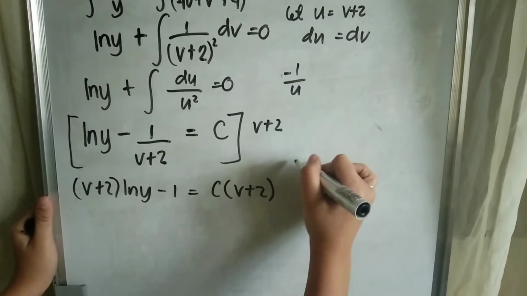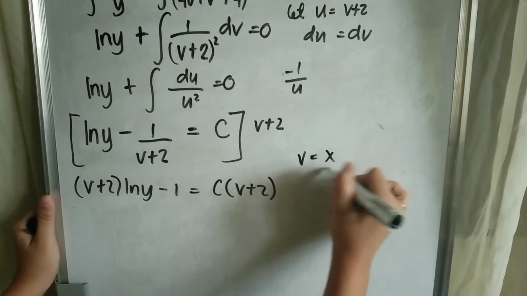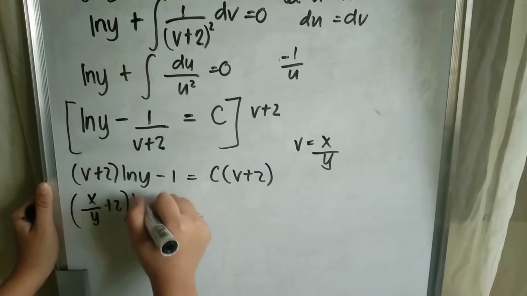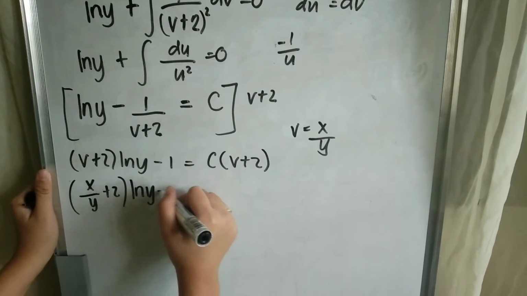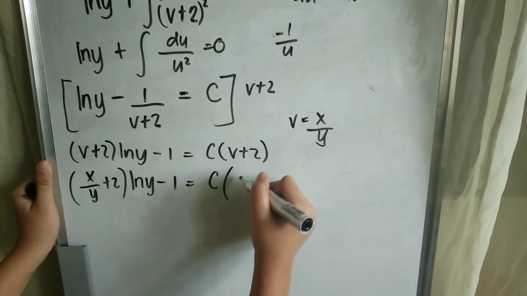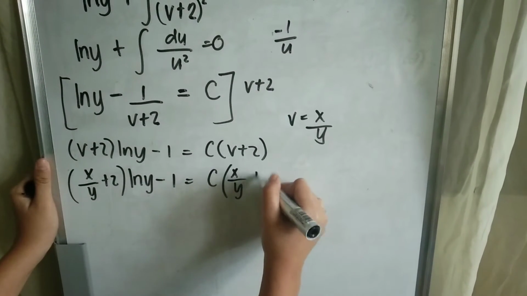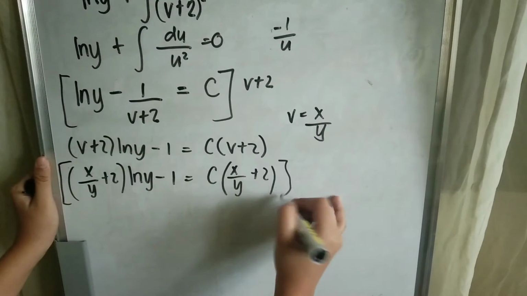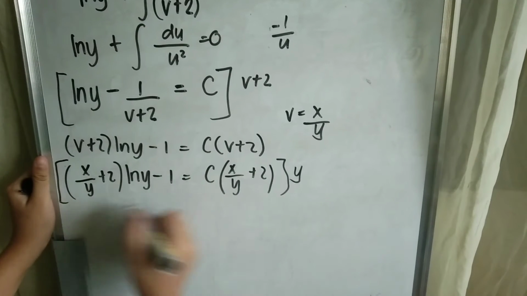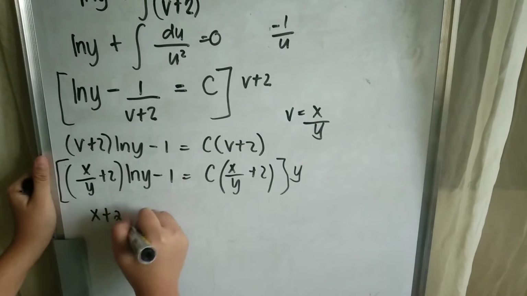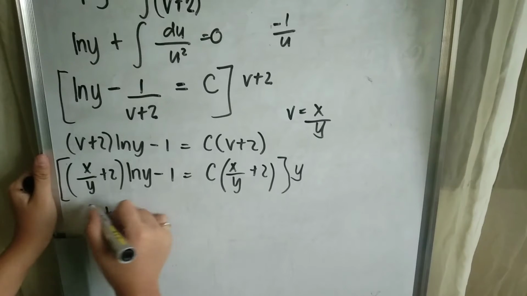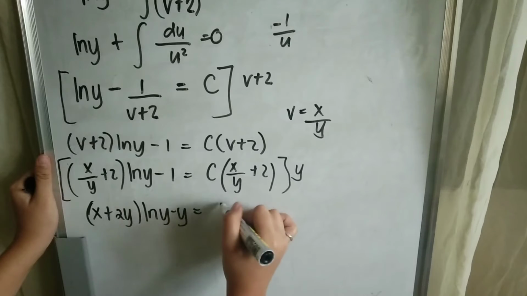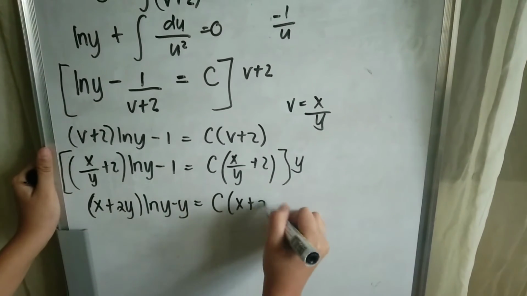So substitute the value of v, which is x over y plus 2: ln y minus 1 is equal to c times x over y plus 2. So we will multiply both sides by y. So this will become (x plus 2y) times ln y minus y is equal to c times (x plus 2y).